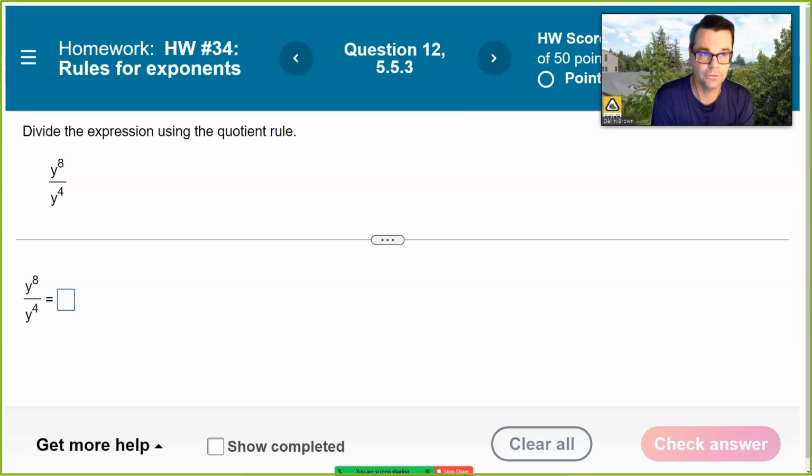Okay, so this is the quotient rule. We've got a bigger power on top, y to the 8th over y to the 4th, you subtract 8 minus 4. A real common mistake here is to divide, so to say 4 goes into 8 twice and say that this is y squared. It's not divide. You don't divide the exponents. You subtract the exponents.